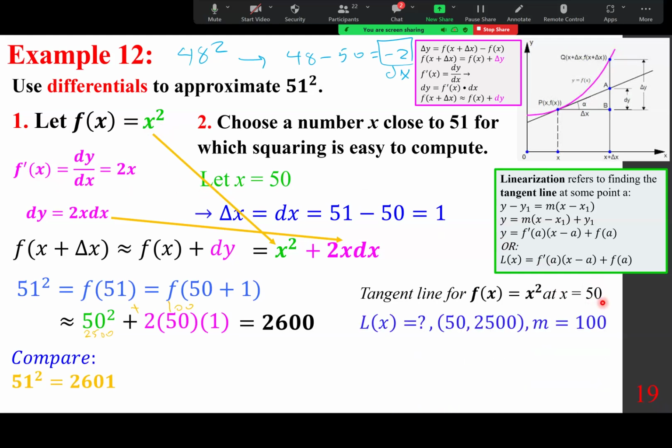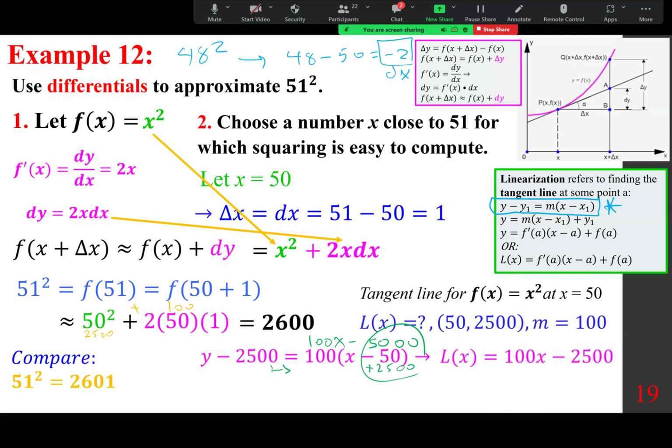Okay, so I want you to know how you find the equation of a tangent line. That results in the tangent line, which we call L of x. So let's stick with the point-slope form: y minus y1, y minus 2500 equals m, 100, times x minus 50. So this is 100x minus 5000, and subtracting the negative 2500 becomes plus 2500. Add them up, we get 100x minus 2500.